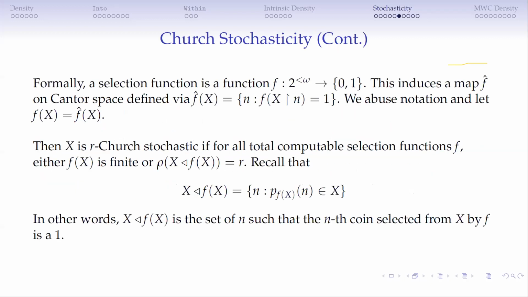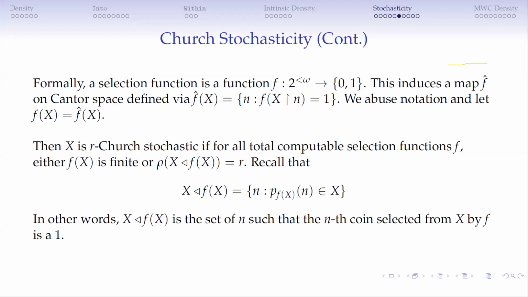Okay, so that's the idea for Church stochasticity. Formally, what this represents, we have some total function f from finite binary strings to {0, 1}, which represents how we select coins. And this induces a map on Cantor space defined via f hat of x is the set of n such that the first n bits of x are selected by f. So what that's saying is f looks at the first n bits of x and says, okay, I want to select the next coin based on this information. We're going to abuse notation and let f of x be the same as f hat of x.